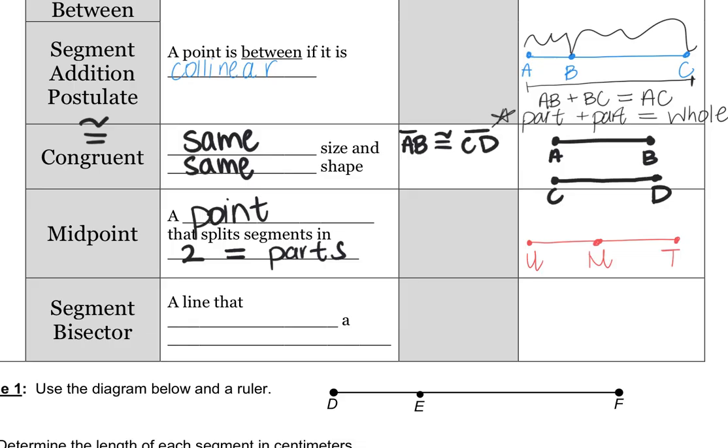So how do I give a symbol that says I have equal parts with a midpoint? I have tick marks, okay? So that little line. If I see one line from U to M and another line from M to T, it's telling me that those parts are equal to each other, equal distance, okay? So I could say UM is congruent to MT.